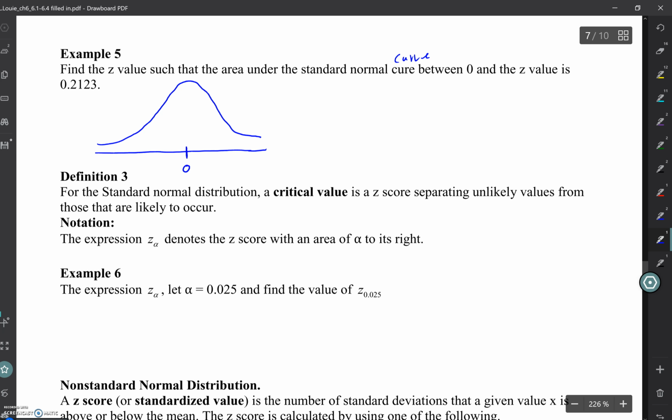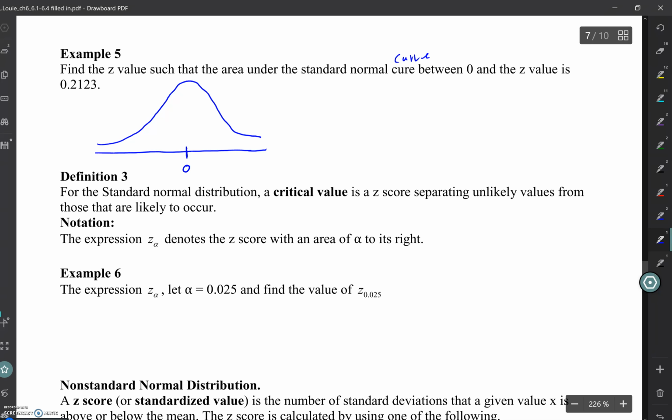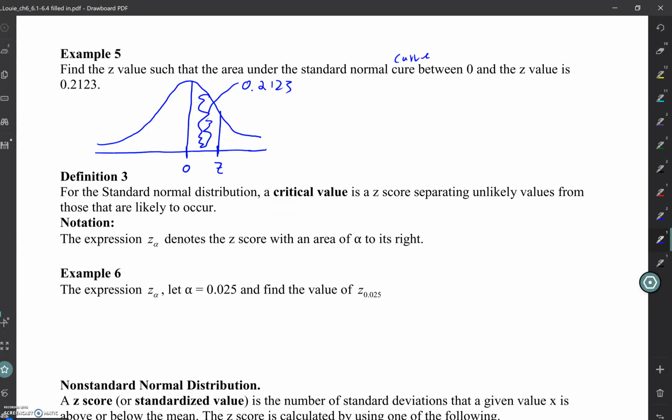So from 0 and then to some z value. And they didn't put negative z, so I'm assuming that it's this positive z somewhere up here. I don't know what it is exactly, but somewhere up there. And then they told me that this region in here is 0.2123. So they gave me the opposite of what I had before.